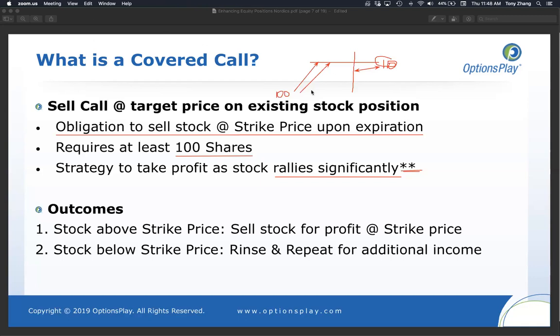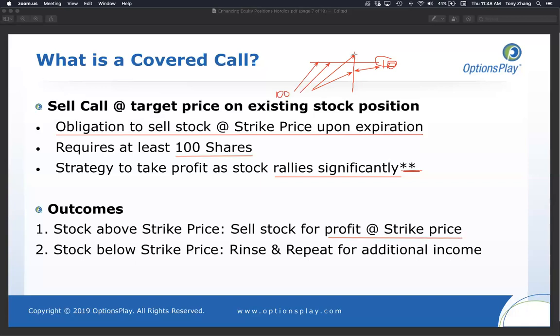The stock can either go above 110 or it can stay below 110 by the expiration date. So you have an expiration date and the stock can either be above 110 or below 110 by that date. Out of those 2 possible outcomes, if the stock goes above your strike price by expiration, you sell your stock at the target price that you actually wanted, at the strike price, and you receive some income for that.